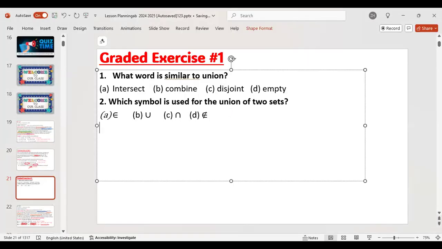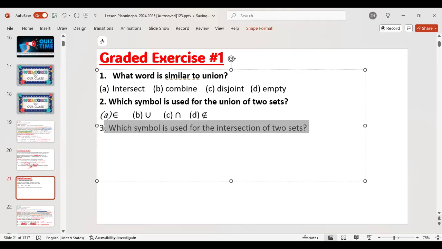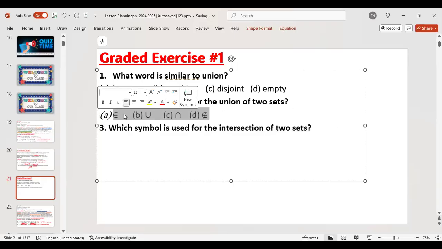Okay, good. Number 3 says which symbol is used for the intersection of two sets. Again, everyone should be writing this down in their book. Write down the question along with the options as well. All right, and it's the same thing.